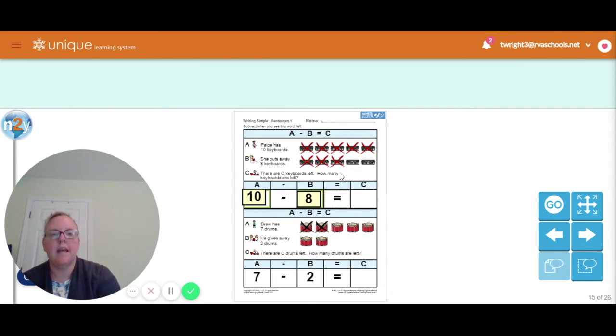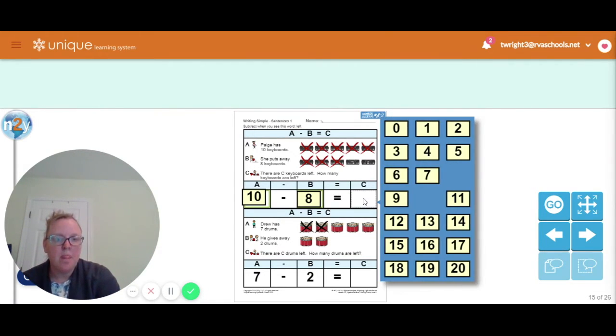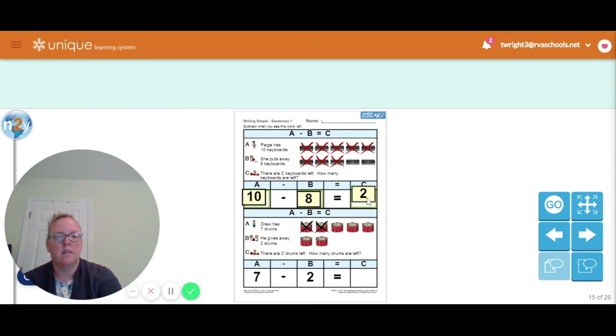Equals. So she had 10. She took away 8. How many are left? 1, 2. Who can find the 2? Point to it. There's the number 2. If you pointed here, you got it right. So 10 minus 8 equals 2. All right, let's try this one.